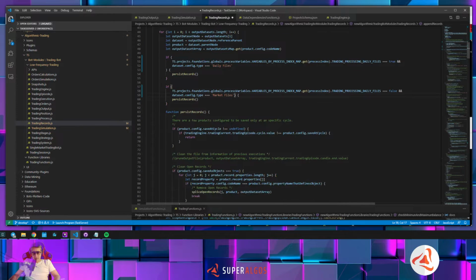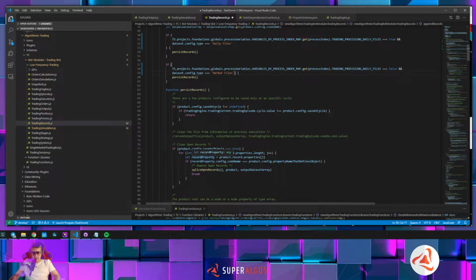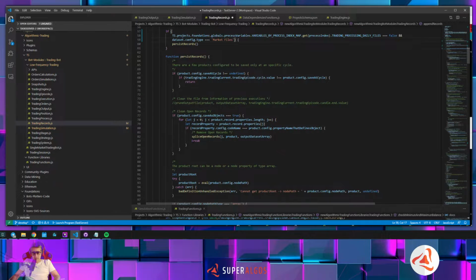Okay, so here it comes. Persist record. Okay, here I can see that there is some relation with cycle, but it's like optional. There's something in commentary here.